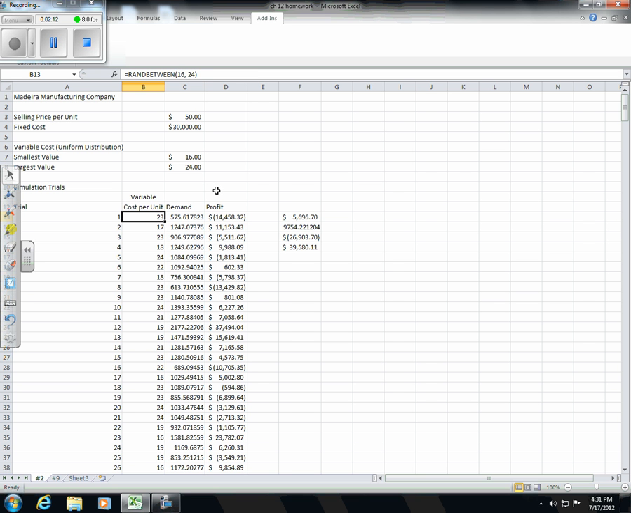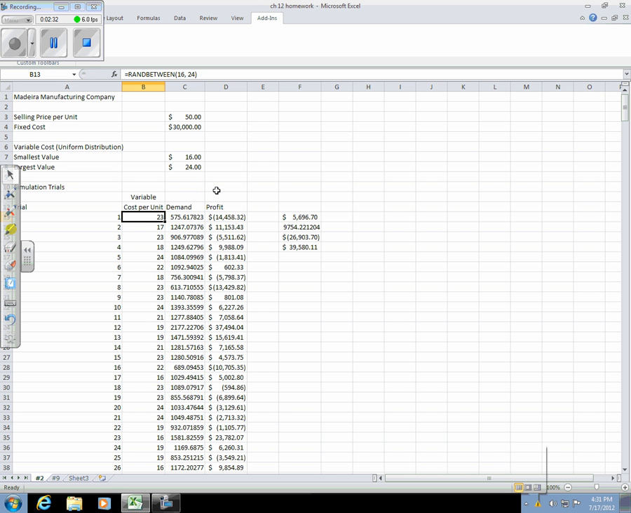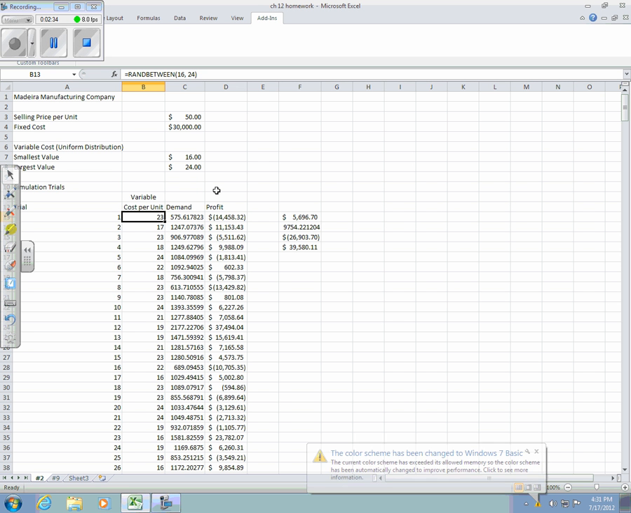The RANDBETWEEN formula is just like the RAND formula, only where RAND generates a random number between 0 and 1, you guessed it, RANDBETWEEN generates a random number between numbers you specify. So in this situation, it's going to generate a number between 16 and 24, each with an equal likelihood. And you'll notice in your book, the problem told us that the variable cost to produce the product is expected to be between 16 and 24.